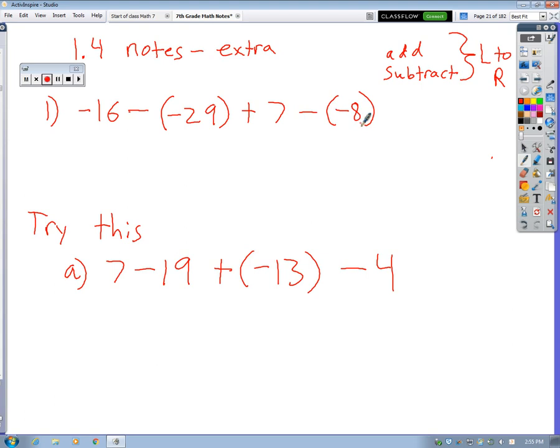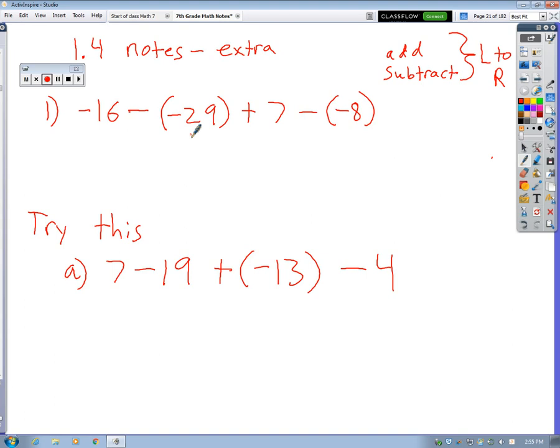Okay, so let's take a look at problem number 1. It starts off with negative 16 minus negative 29. I'm going to start with just this piece right here. I'm not going to worry about this other stuff over here. I just want to take a look at what's going on with just these two numbers, like if this was the only problem.